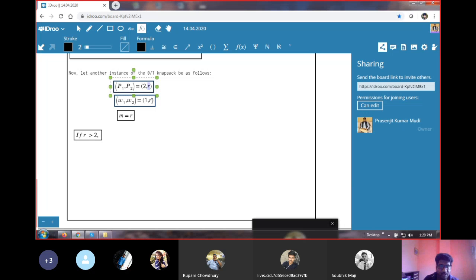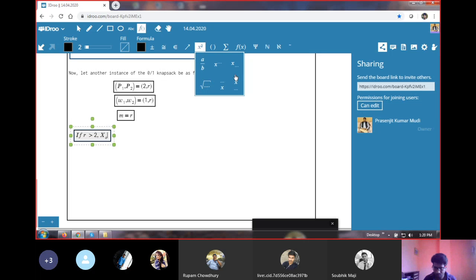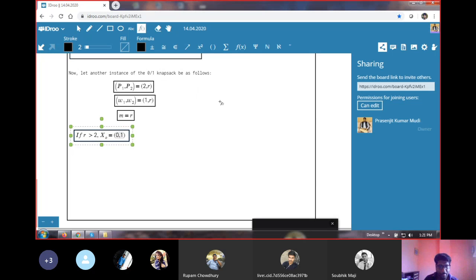And in that case, the summation of wixi will be equal to r, only r, and that is satisfying r, right? So if r is greater than 2, x optimal is equal to 1.